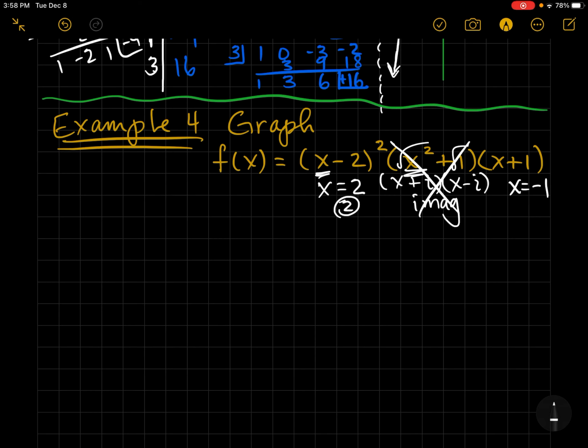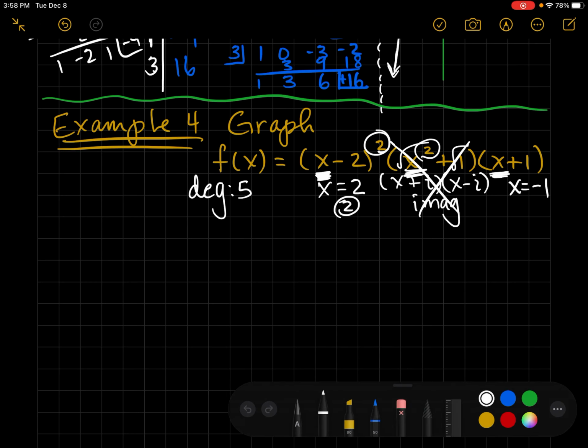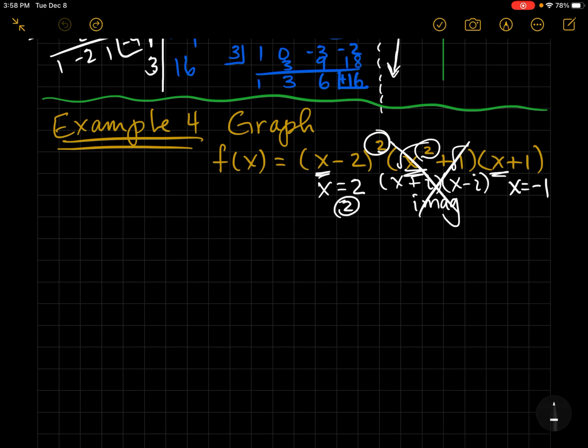So the degree is 1, 2, 3, 4. See, that was x squared. Oh, nope. This one was squared. So that's 2. So that's 1, 2, 3, 4, 5. So the degree is 5. If you're a little uncomfortable with that, you could multiply all of that out. As a matter of fact, I made it look kind of junky. Let me unclutter this so we can see a little bit better.